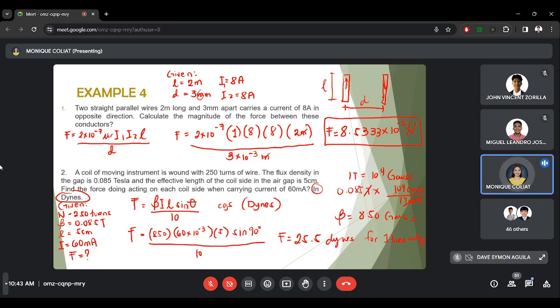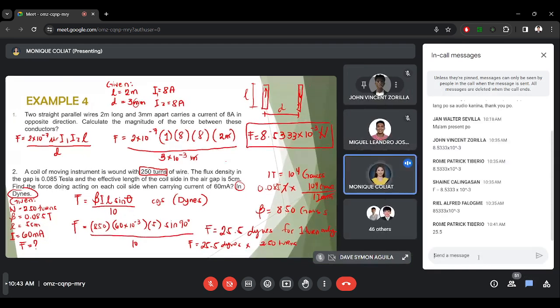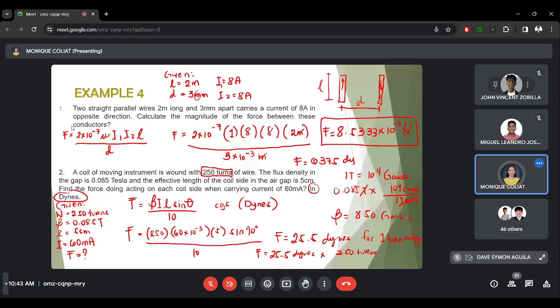So, you have to multiply it by 250 turns of wire. So, this will be 25.5 times 250 turns. So, what will be the force? 6375 dynes po. 6375 dynes. So, that's it.